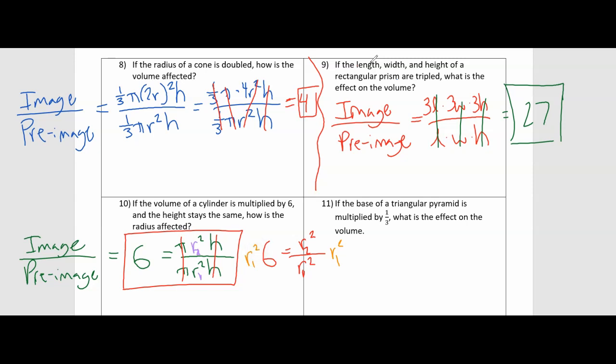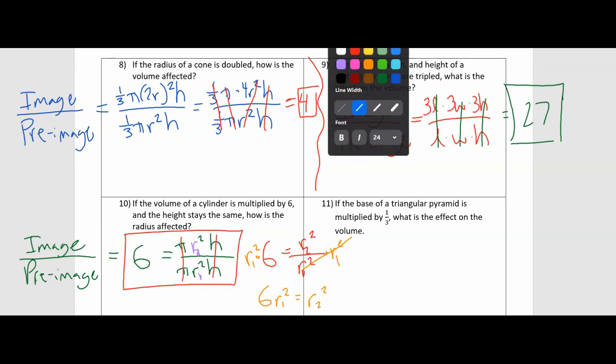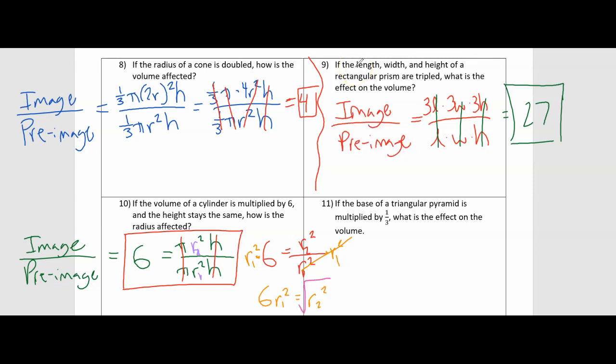Don't let the r sub 1s and the r sub 2s confuse you, right? If you want to call one x and one y, that's fine. You just have to realize that they represent the radii of the pre-image and the image. So here we end up getting 6 times r sub 1 squared is equal to r sub 2 squared. Take the square root of both sides to get the r sub 2 by itself. And we get the square root of 6 times r sub 1 is equal to r sub 2.